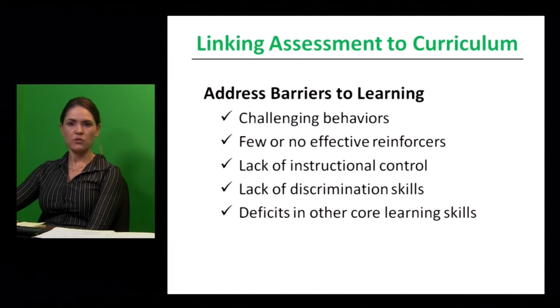Perhaps there's a lack of instructional control that needs to be addressed, or the child has issues with discrimination skills, or deficits in other core learning skills, so they can't imitate anything, or they can't do scanning with their eyes, or they have visual perceptual issues. All of these things might need to be looked at the very start, and then something put in place for the child to be able to be successful before we start really designing a really specific curriculum. Or when we're designing the curriculum, we make sure that we have things in the curriculum to address all these needs.